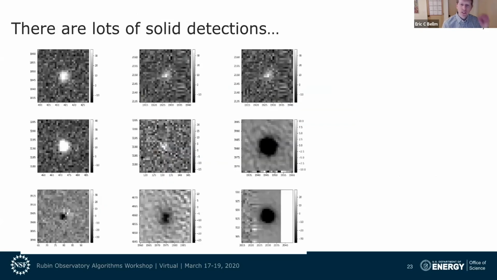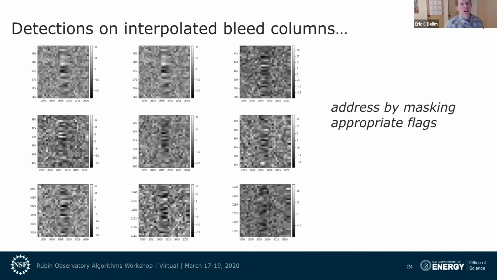So just showing some examples, these are some cutouts of clean detections. Again, for LSST, we care about both positive and negative detections because we care about variable stars. So we want to detect both of those equally well. So we have lots of good detections. We do see a number of detections on saturated bleed columns that have been interpolated over. So that's an area where we can work on our flagging a little bit and make sure that we're handling that as well as we can.